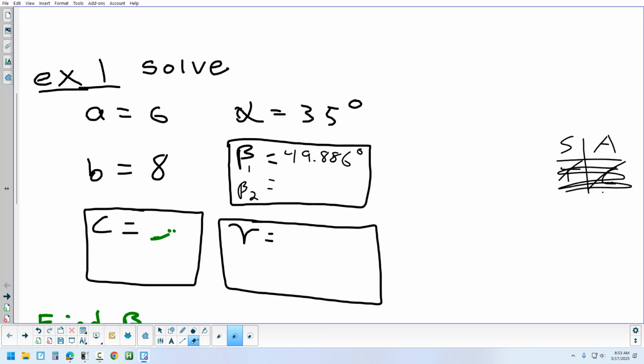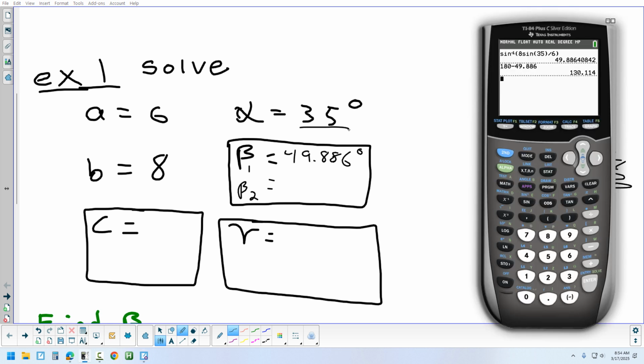And what else does that mean? Yeah? I just have a question. How do you know, I don't know if you said this already, but how do you know if the second answer is possible? If it comes out, when you add it to the given, if it comes out less than 180. So 130.114 and 35, it only adds up to 130. What was the other answer? Was it 130? Yeah, 130 and 35 is 165. So it adds up to less than 180. All right, so we're going to write that one down, 130.114.